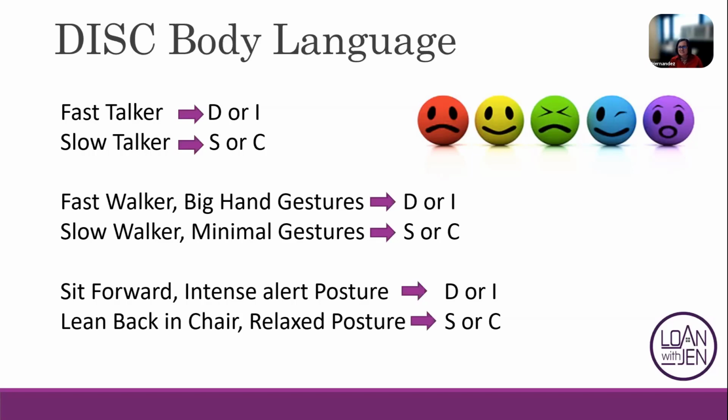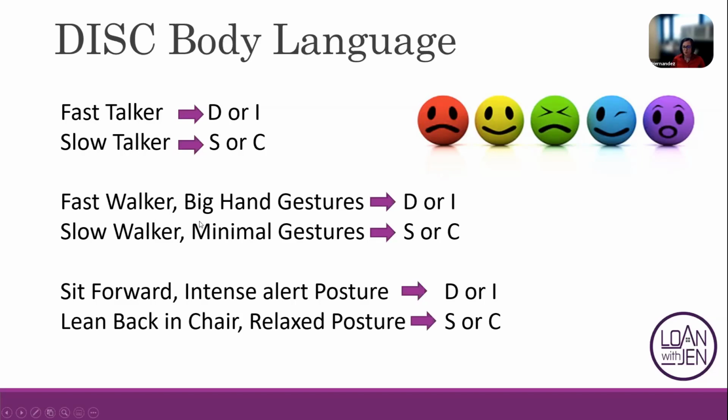The C's are more like the engineers, appraisers, people that work with numbers all the time. They're just very factual, like get me the data type people. The S's and the C's are super slow talkers. They're very calculated and very, jury's out on this. So I'm giving you the shortcuts here at the beginning, and then we're going to dive deep into some of this. So fast talker, they're a D or an I. Slow talker, they're an S or a C.